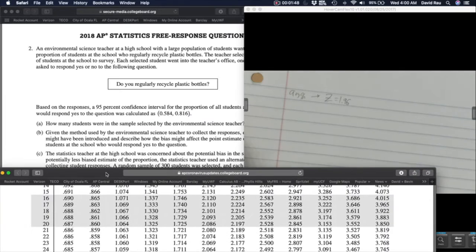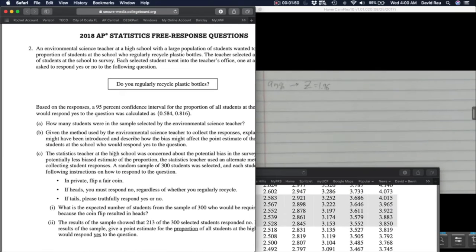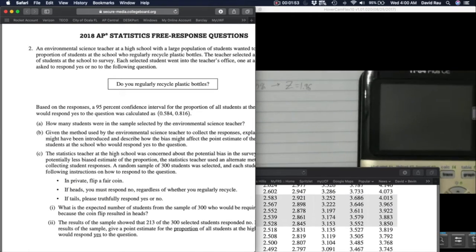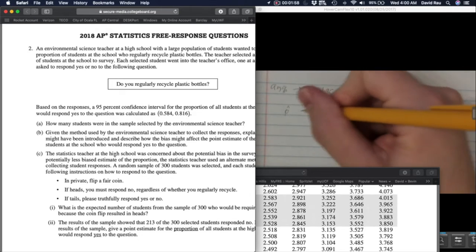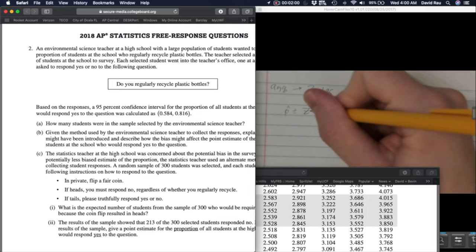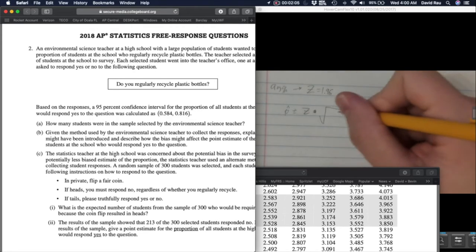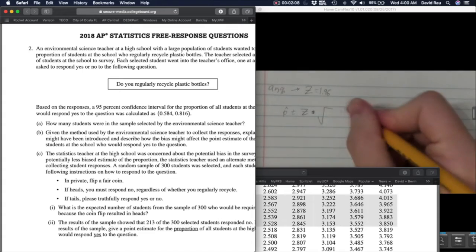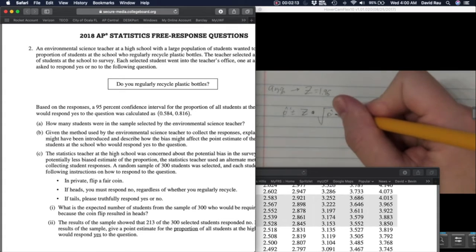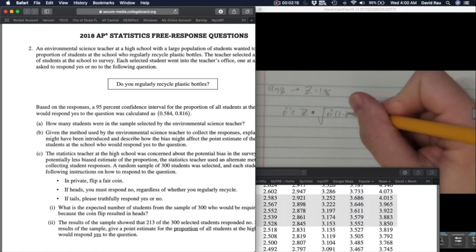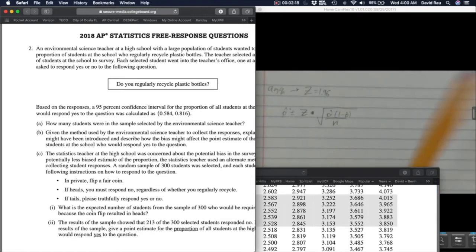Now from there, the other thing I know is I can actually calculate what the middle value was. So remember that a confidence interval looks like this: point estimate plus or minus z times square root, now it could be z or t, of square root of p hat times 1 minus p hat divided by n. We're trying to solve for n.